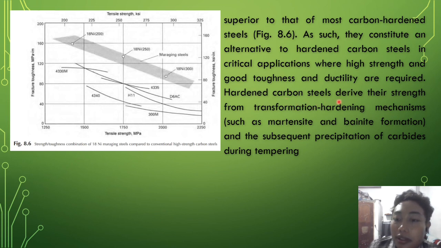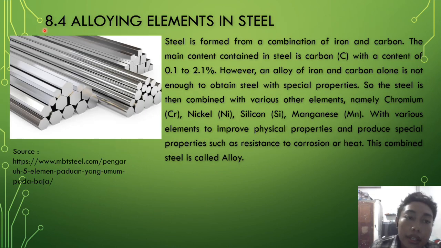Hardened carbon steel derives its strength from the martensite hardening mechanism, that is martensite formation and the subsequent tempering at temperature. Next, 8.4 elements in steel. Steel is formed from the combination of iron and carbon. The main element contained in steel is carbon, C, with content of 0.1 to 2.1%.